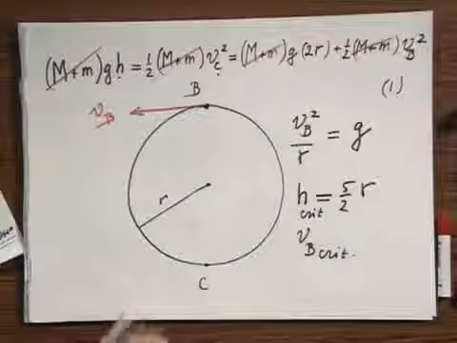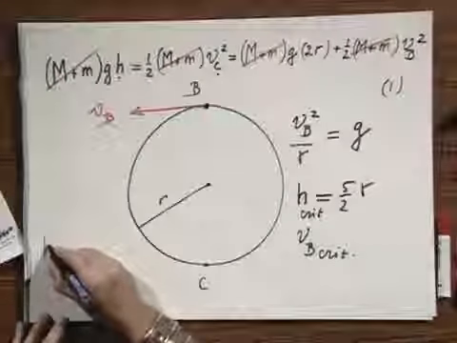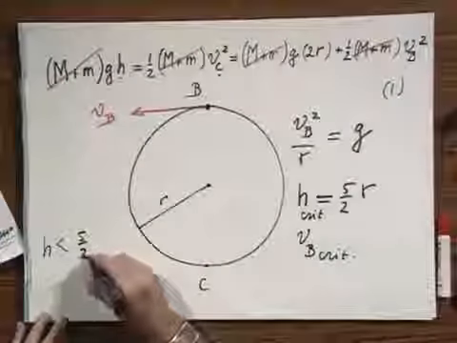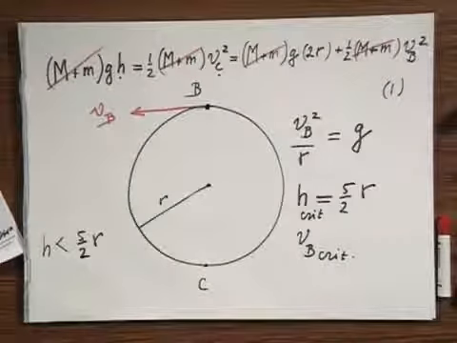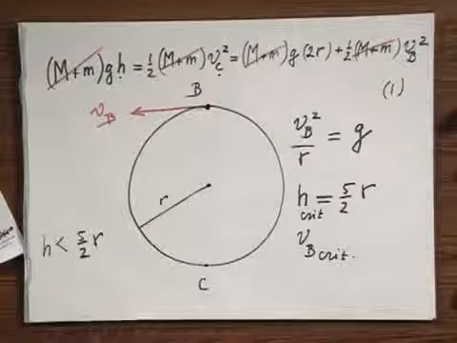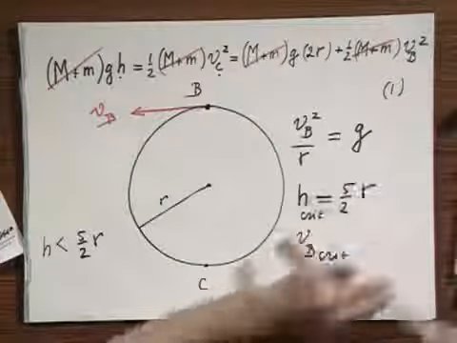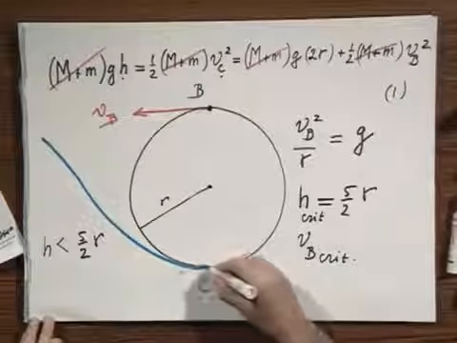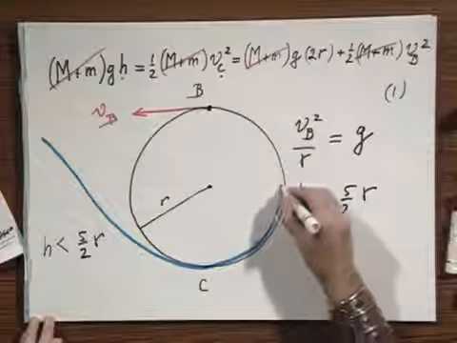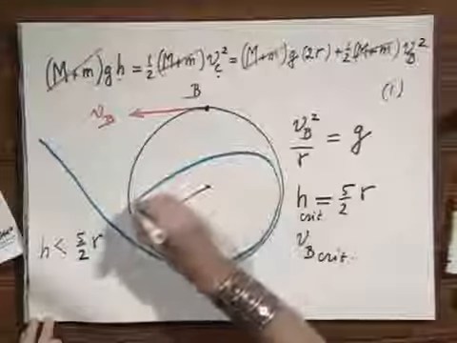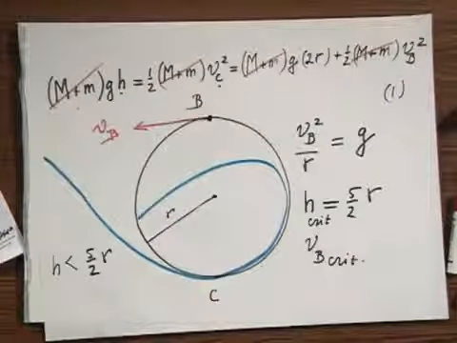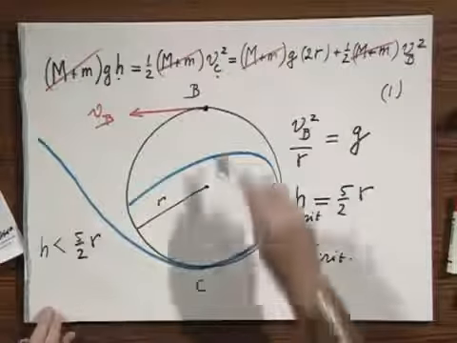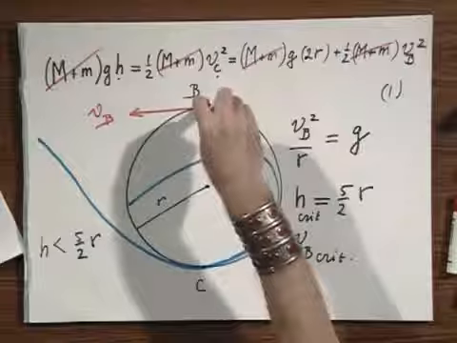If for some reason the h from which you start your roller coaster is less than 2.5 r, you never make it to point B. But what happens then? The following: you come down the slope, boing, you go inside here, and you fall out, and you crash. So this will give you a situation where you do not reach point B.